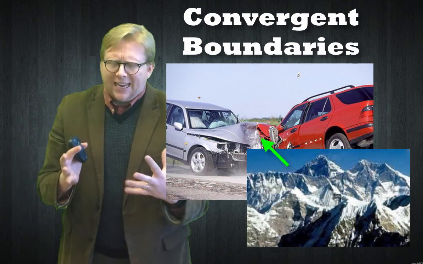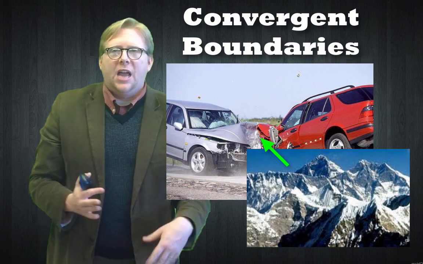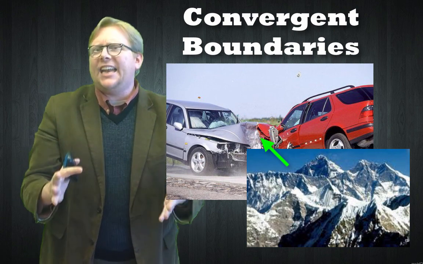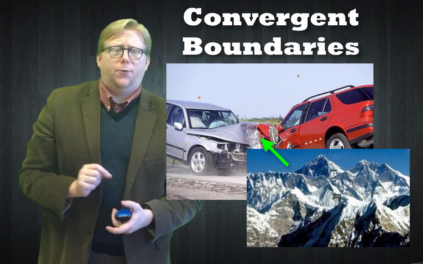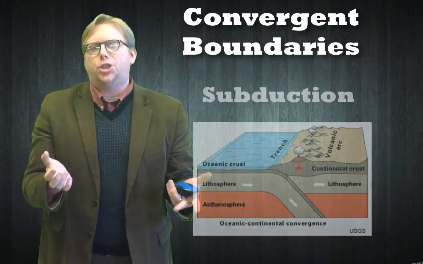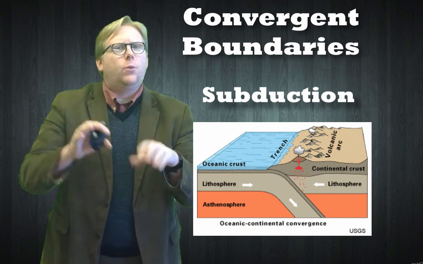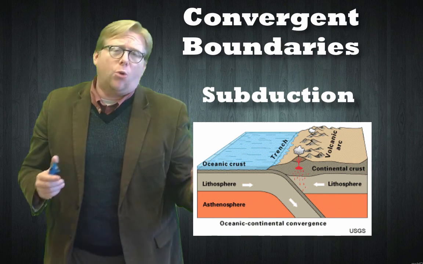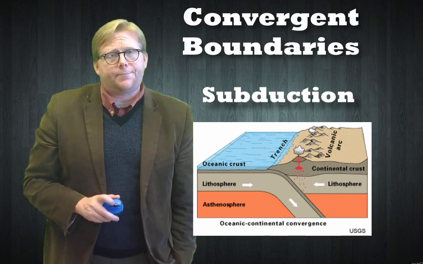When plates collide, they might create giant mountain ranges or volcanoes. You might have earthquakes and all sorts of really exciting things in geology. There's a very special type of convergent boundary called subduction, and that's where a continent and an oceanic plate collide. In fact, we have a whole other video you can watch that's all about subduction. Here in Oregon, subduction is a really important thing for you to understand.